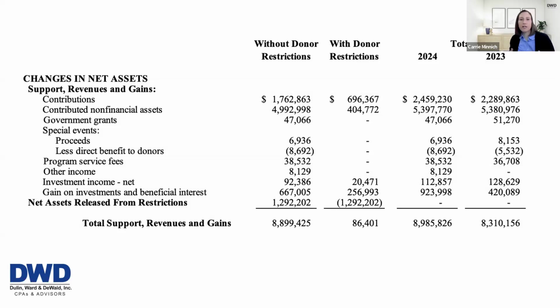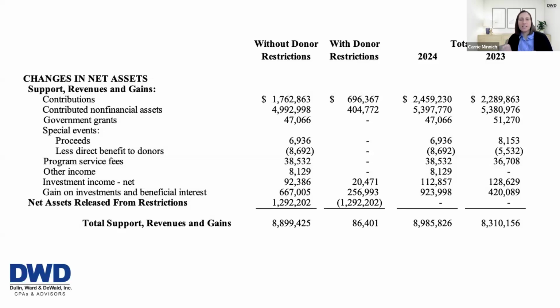So in this current year, we received the 696, the 404. That was money that was coming in. We're going to put it in our right pocket because the donor said we have to spend it for a specific purpose. So then when we spend that money, we're going to take it from the right pocket and we're going to put it in the left pocket. And that's what that net assets released from restrictions is.